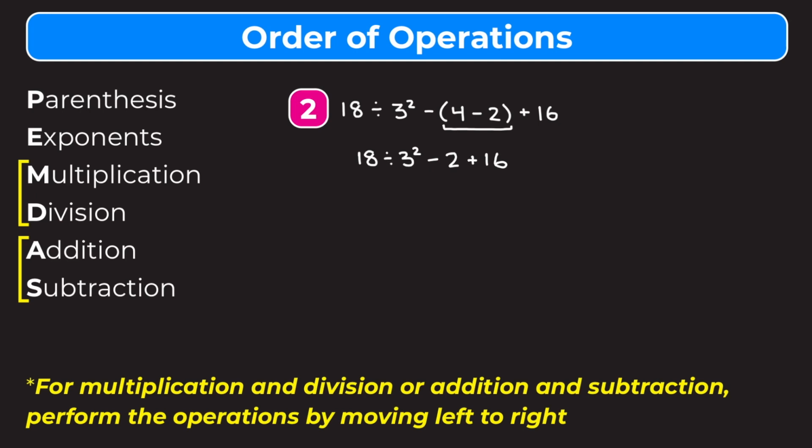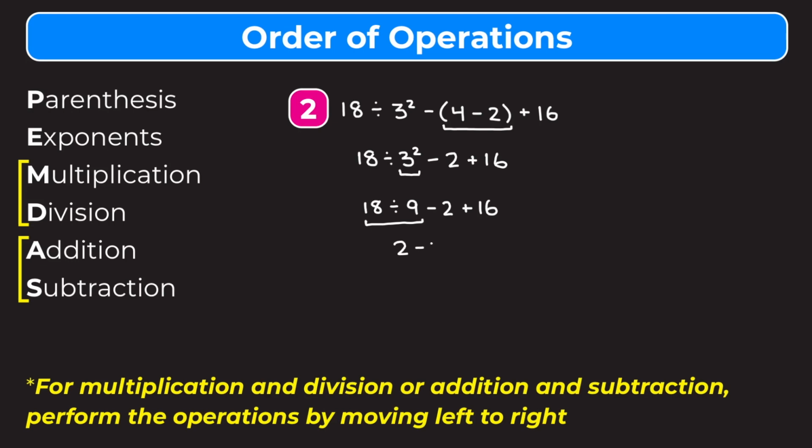And now next we want to do exponents because that comes before division and subtraction and addition. So we are going to evaluate 3 to the second power. And remember, raising something to the second power is just multiplying it by itself. So 3 squared is 3 times 3, which is 9. We have minus 2 plus 16. And now we want to do division next because it comes before addition and subtraction. So we're going to do 18 divided by 9, which is going to give us 2.